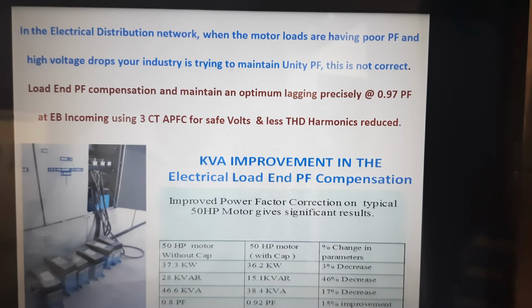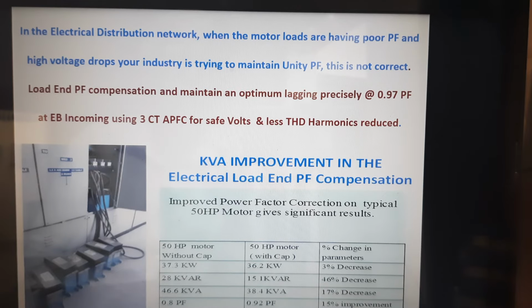Coming to the electrical distribution network, the motor loads have a poor power factor. High voltage drops are seen in the industry. Some industries even report almost 30 volts plus as a voltage drop. So maintaining a unity power factor at the EB is not correct. You have to increase the lagging power factor from 0.8 at the load ends, gradually raise it to around 0.9 at the SSB, and from the SSB to the EB incoming side around 0.97. If you maintain a slightly lagging power factor at the EB incoming side using a 3CT APFC, automatic power factor control at the powerhouse, you definitely see to it that safe voltage is given to your plant.